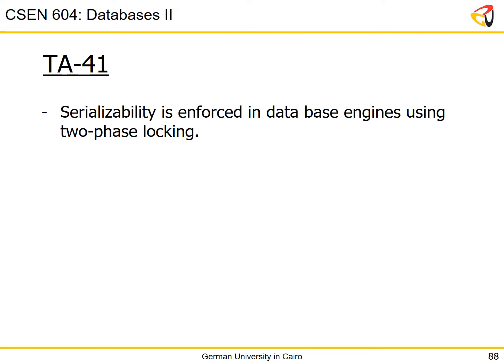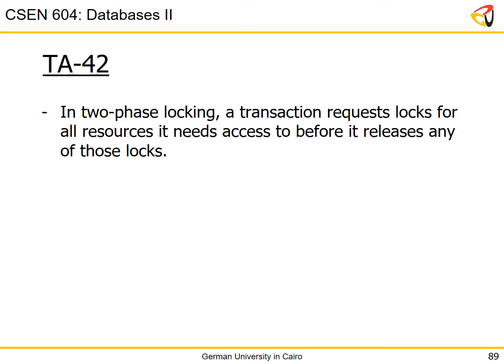So the takeaway: serializability is enforced in database engines using two-phase locking. That's the real thing. That's actually how the scheduler does it. Second takeaway: in two-phase locking, a transaction requests locks for all resources it needs access to before it releases any of those locks.